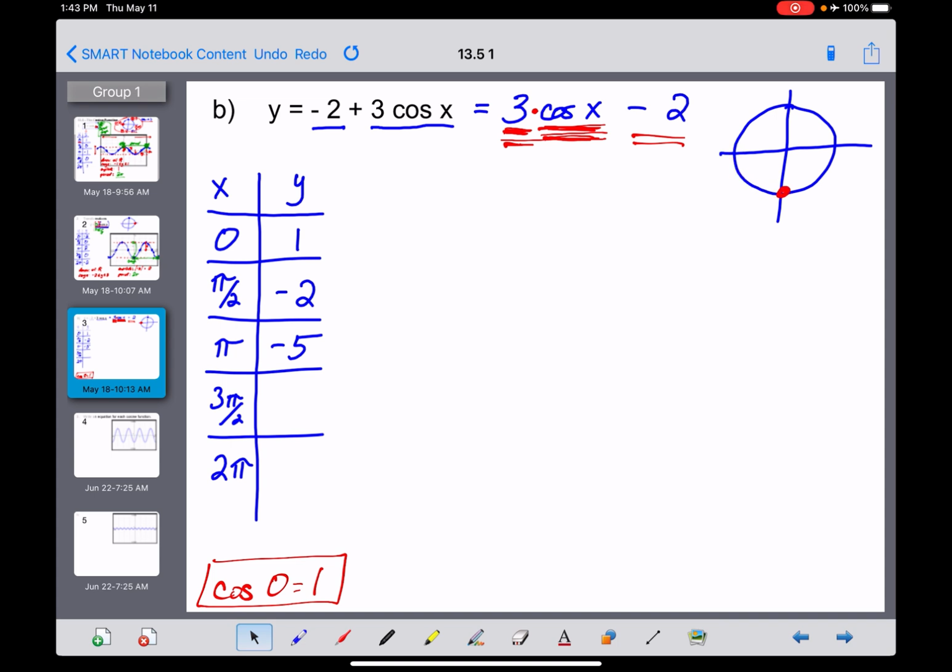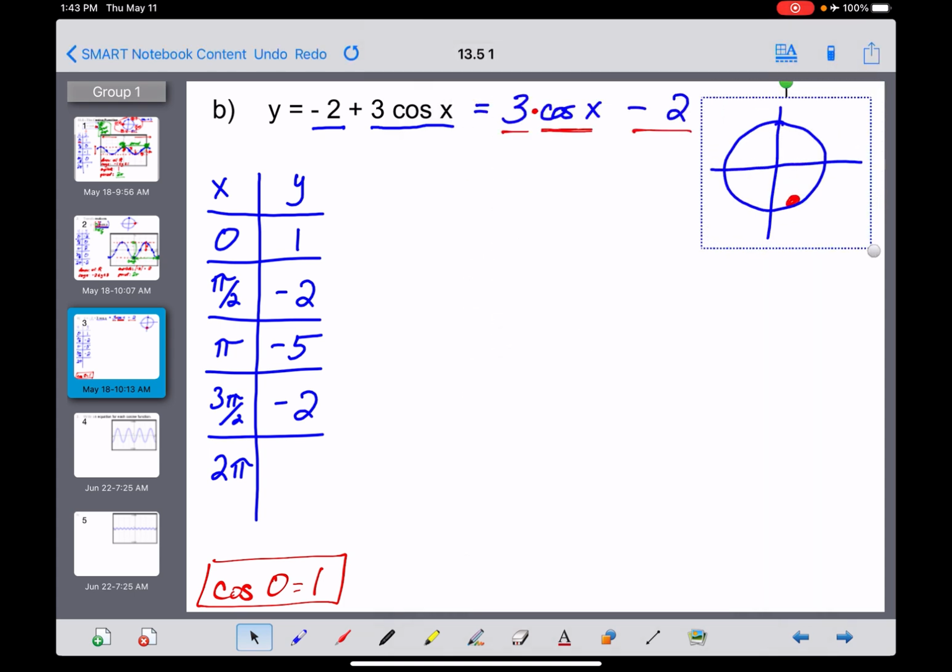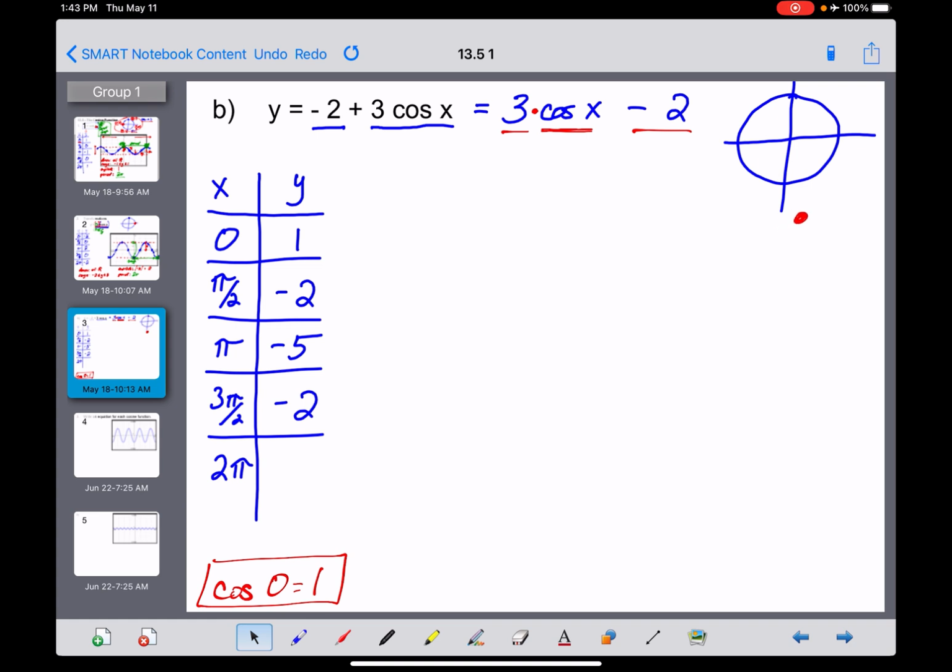3 pi over 2 is right here. Cosine is your x-coordinate. That's 0. So let me clean this mess up real quick. Okay, so cosine at 3 pi over 2 is 0, times 3 is 0, minus 2 is -2. Why did that move there? Okay, interesting. Gotcha. All right, guys, so we move that point right there. And now we're at 2 pi. Cosine there, your x-coordinate is 1. So 1 times 3 is 3, and 3 minus 2 gets us to 1.